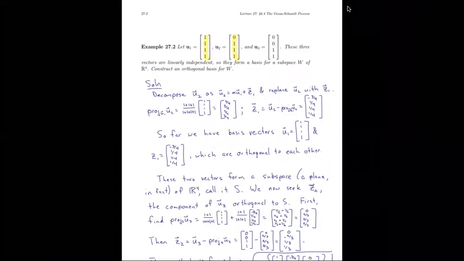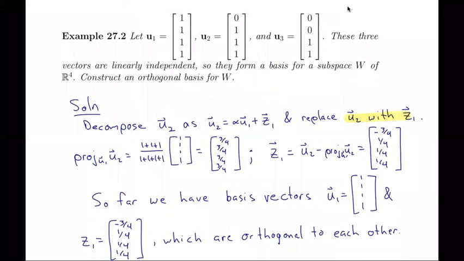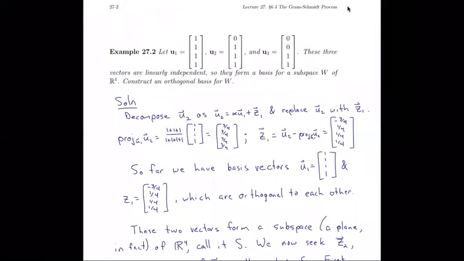We're going to subtract it out of U2 and keep only the component of U2 that's orthogonal to U1. In other words, we're looking for Z again. In this case, since we're going to do this 2 times, we're going to call this Z1. So we decompose the vector U2 as its component parallel to U1, or in the space spanned by U1, plus its component that's perpendicular to the space spanned by U1. And then we're going to replace U2 with Z1, with this orthogonal vector.